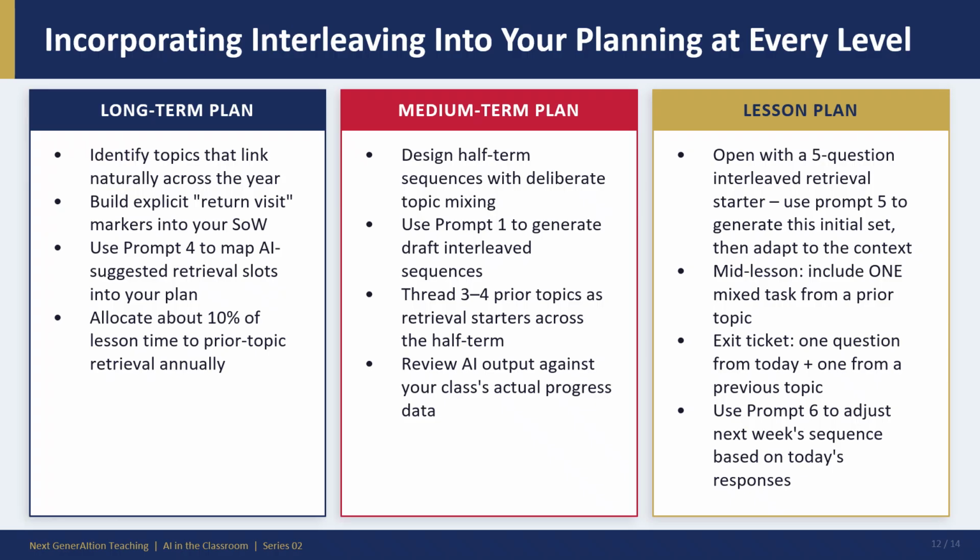And at lesson level, this is where interleaving is most immediately visible. Open with a 5-question interleaved retrieval starter. Use Prompt 5 to generate the initial set, then adapt it to your lesson context. Include one mixed task from a prior topic mid-lesson. Use an exit ticket with one question from today and one from a previous unit. And review the exit tickets before next lesson. Feed what you find into Prompt 6 to adjust the following week. At every level, the same principle applies. AI drafts, you decide, and you deliver, because you own the outcome.